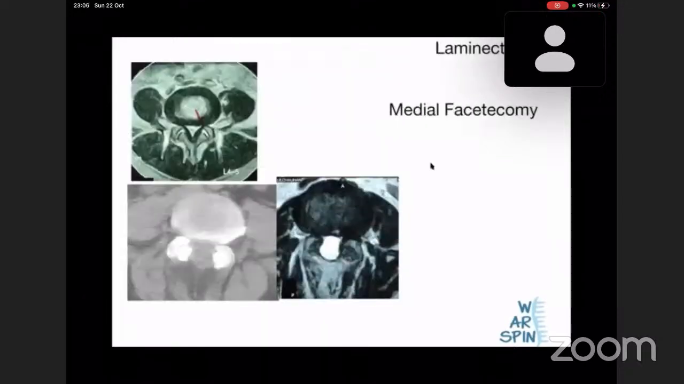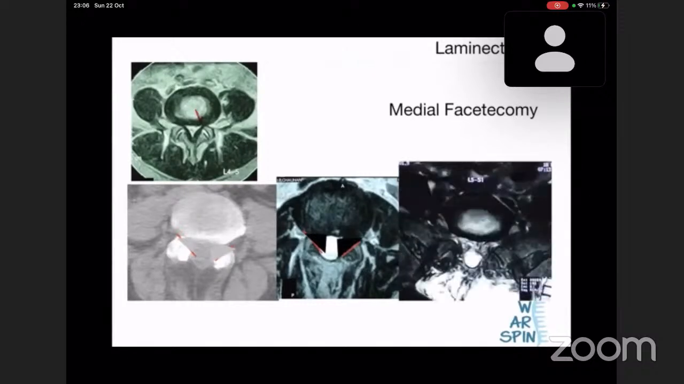So in case of laminectomy, what you do is you just remove the central lamina, but the lateral recesses are not decompressed. If you want a good decompression, you have to remove a part of your medial facet which is hypertrophied and is pressing on the exiting nerve roots. So this will complete your decompression.